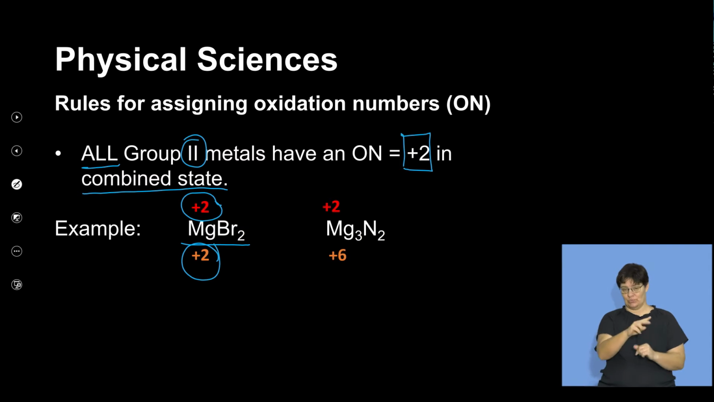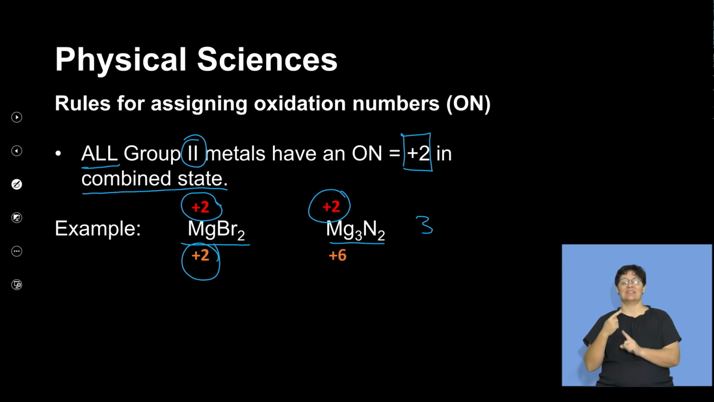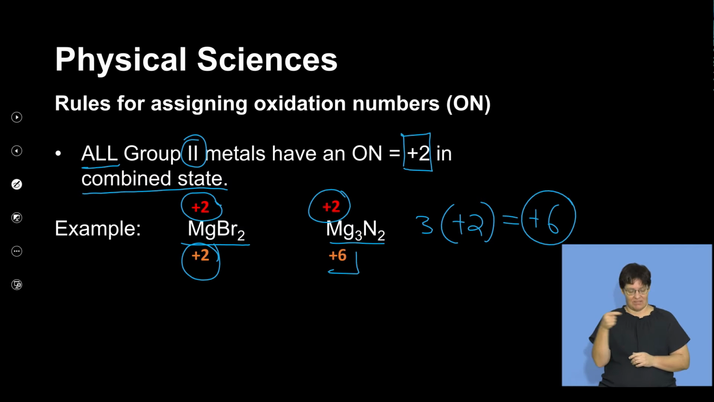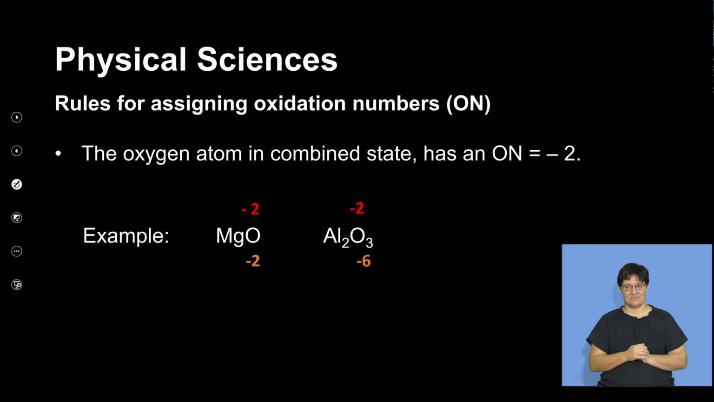But what about magnesium nitride, in this compound? The unit is +2, but in this formula unit we've got 3 of these +2, which gives us a total of +6. That is exactly how we arrive at the total oxidation number. Okay, let's move forward.